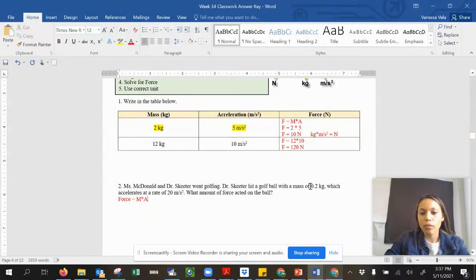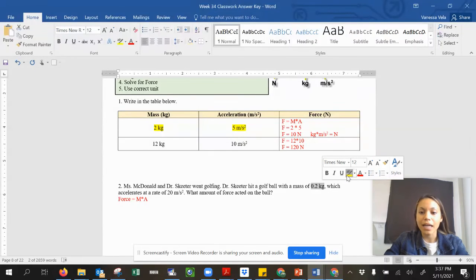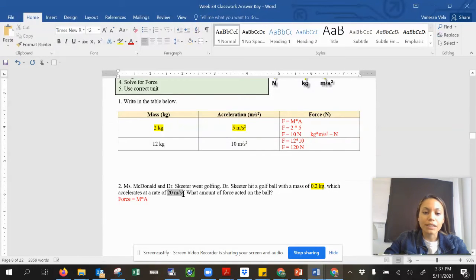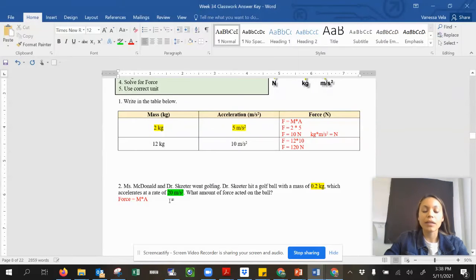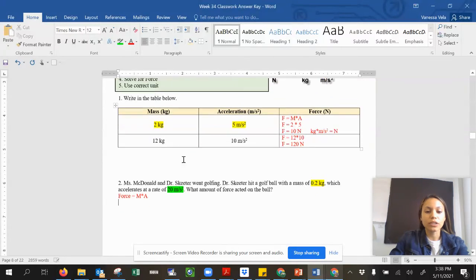Maybe you can also highlight it in a different color. Like for mass, I'm going to highlight it in yellow. For acceleration, I'm going to highlight it in green. If you're in person, you can write down M for mass at the top here, and A for acceleration toward the bottom here. So you can really identify those, because you need to know the acceleration, the unit, and the mass, the unit that we will use. Now that we have that, we're going to plug the values into the formula.